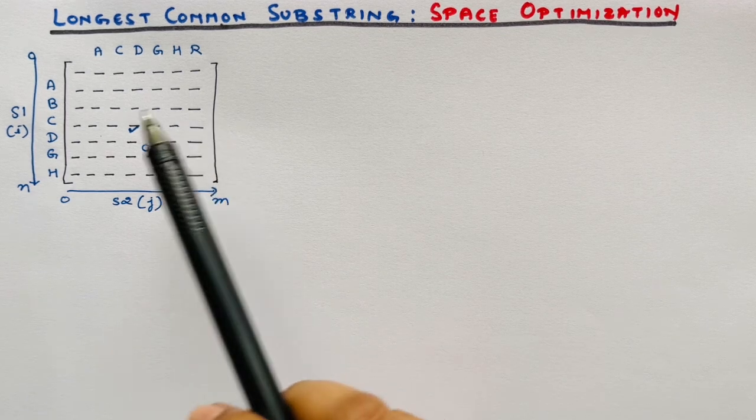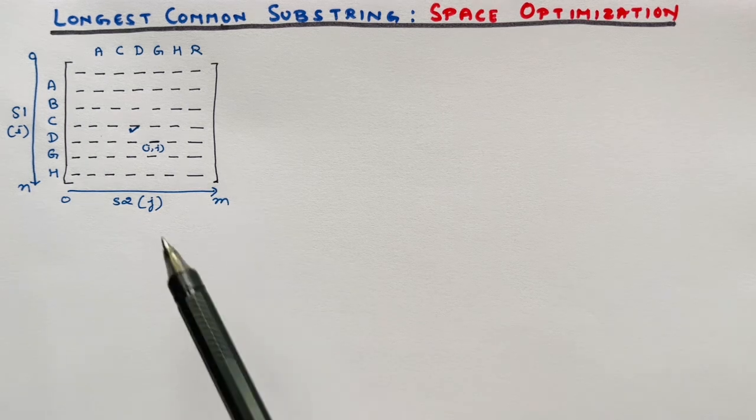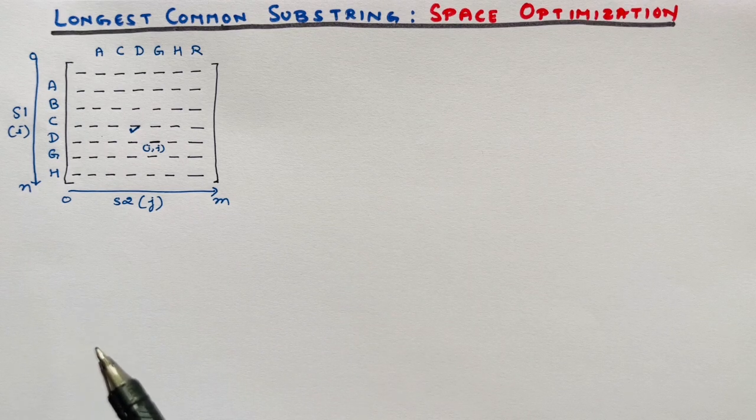Why? Because we were using this two-dimensional matrix. Let us see if we can do anything better. To see if we can do anything better, let's see if we really need the whole matrix at any point in time during the solution.